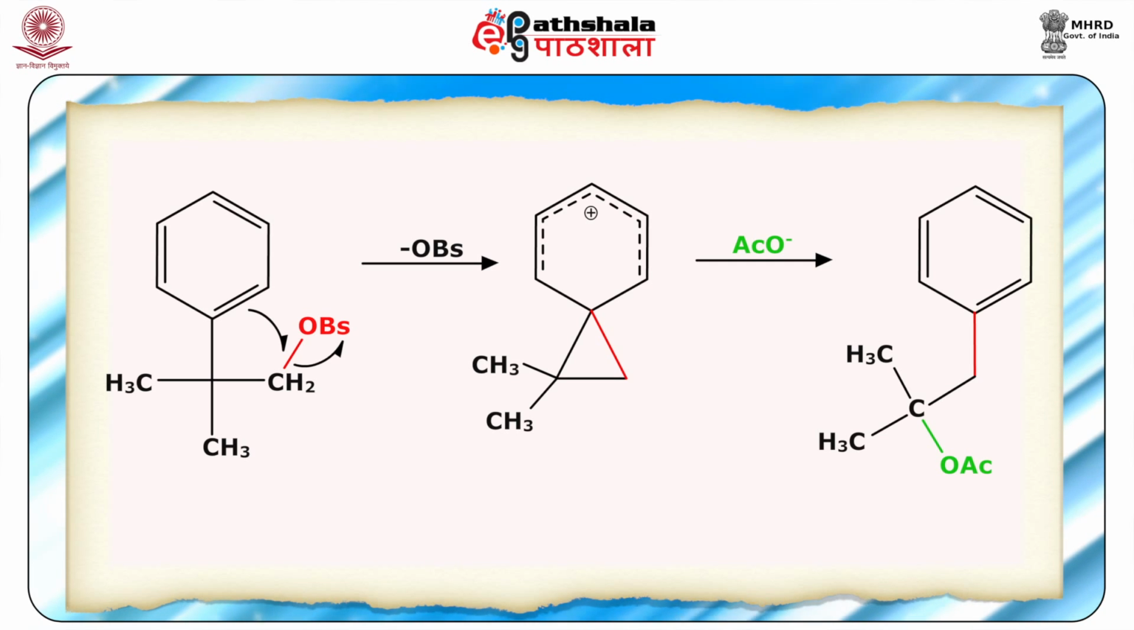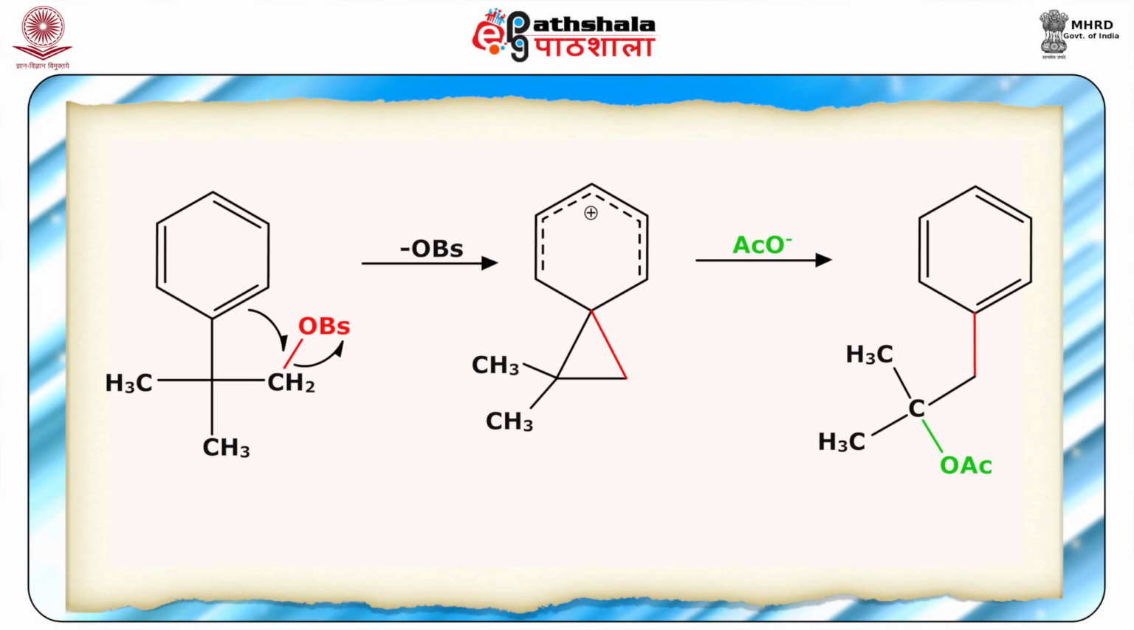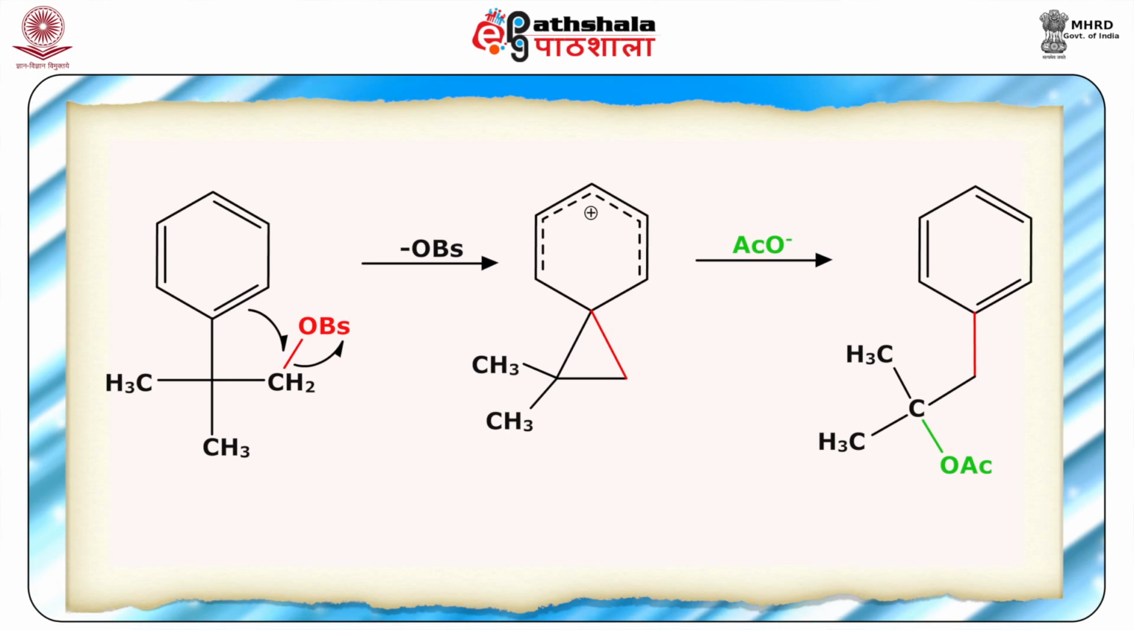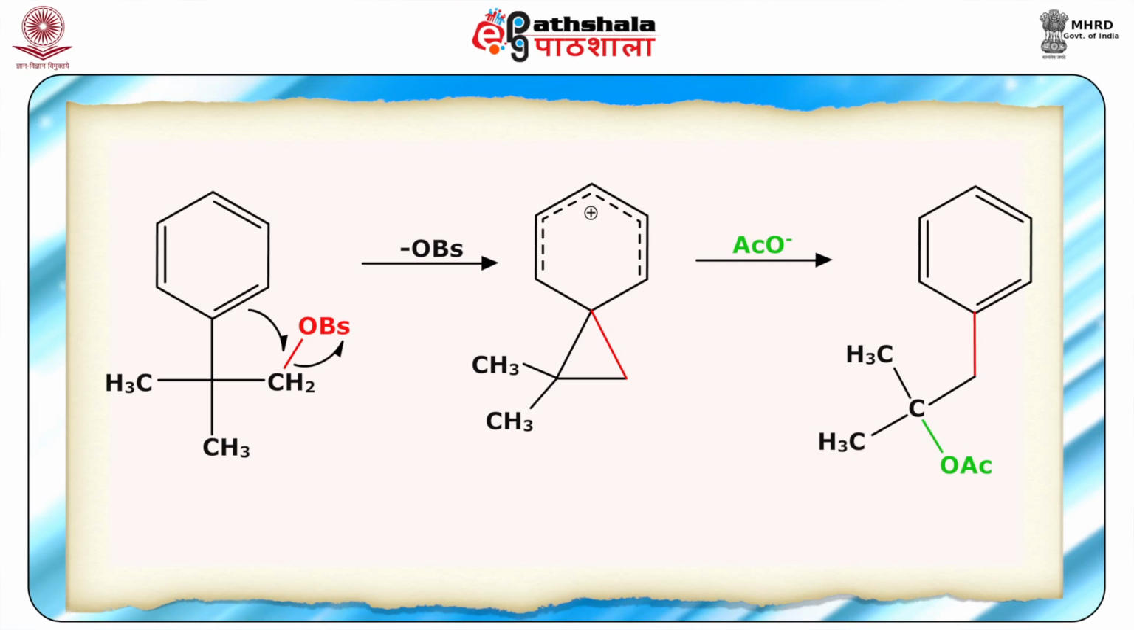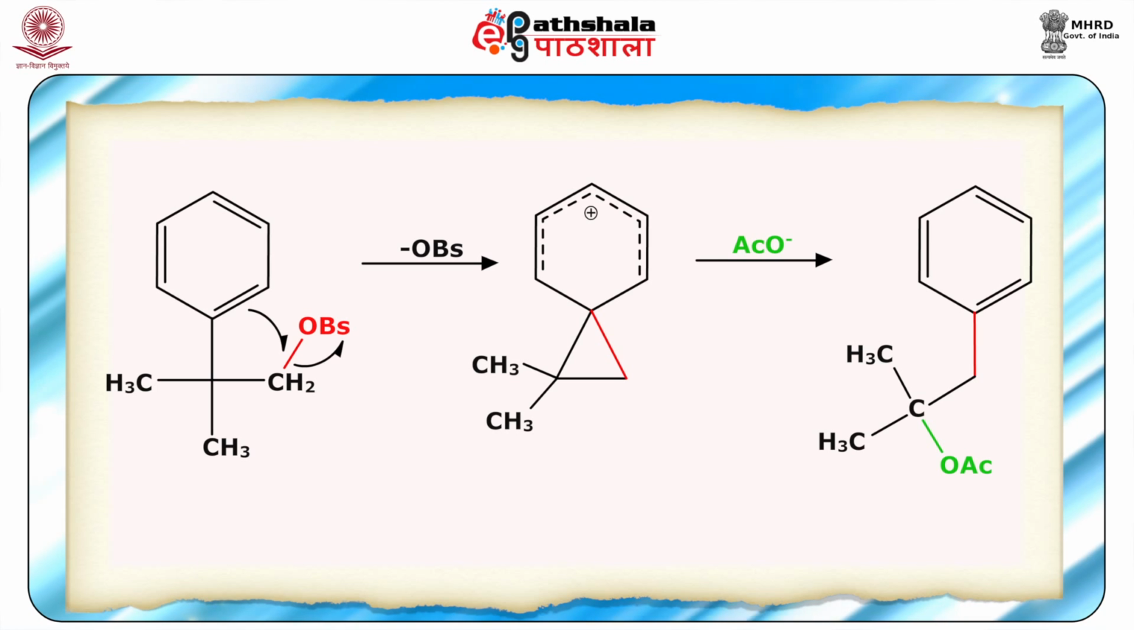and this OAc minus will be further attacking, but the attack is now happening at the other carbon, not at the initial carbon where OBs you can see was attached. So, not at this carbon, but at this tertiary carbon. At this tertiary carbon the attack happens, and this leads to the ring opening and giving you this particular product.